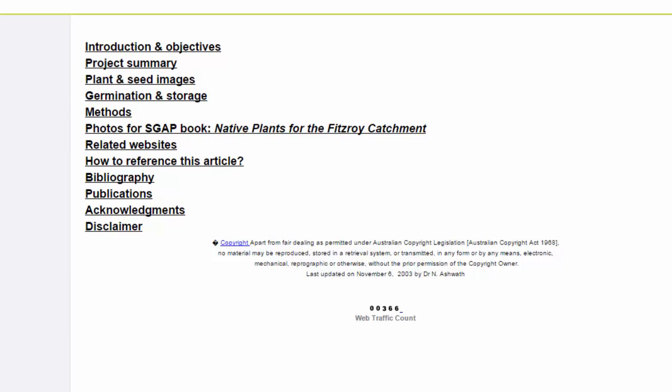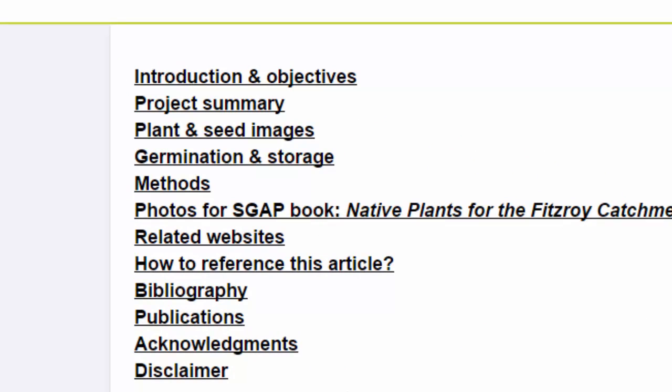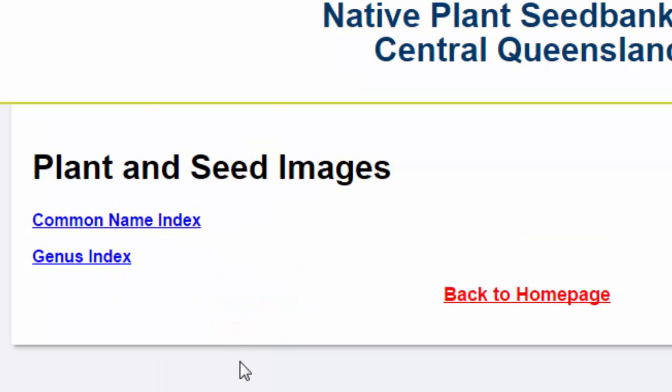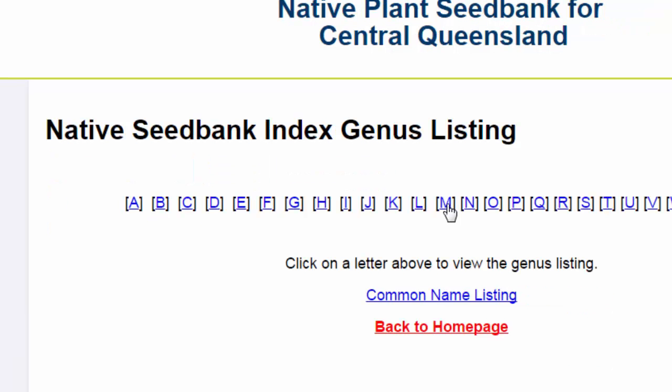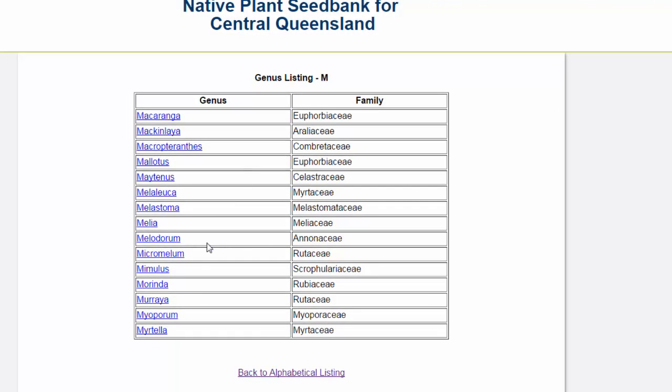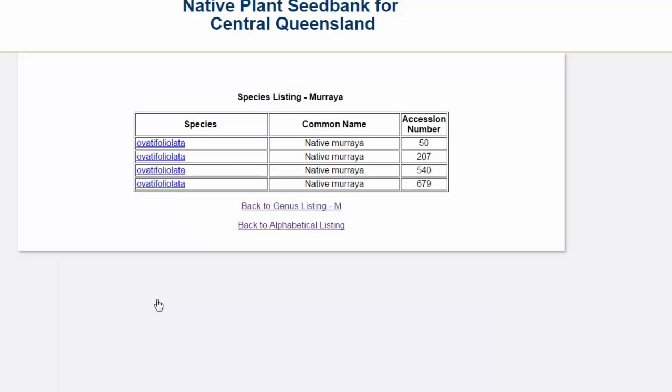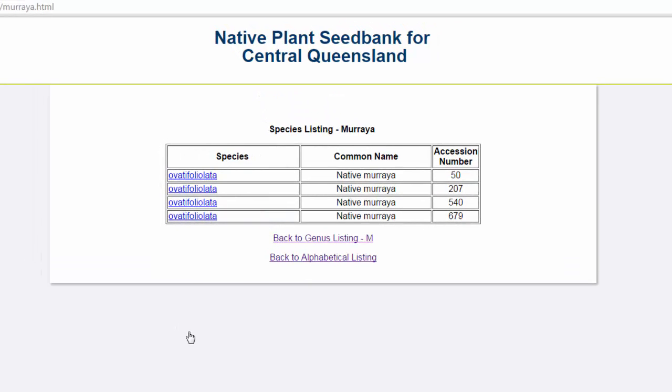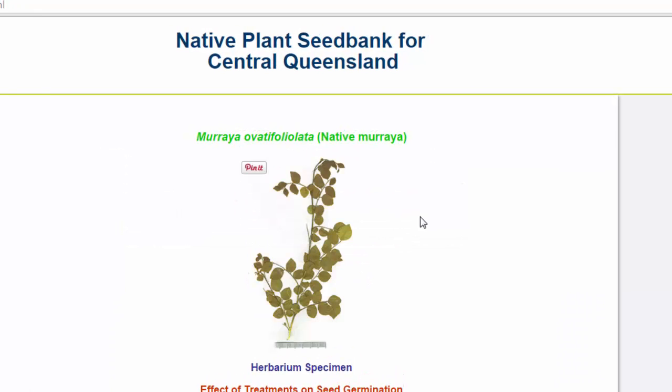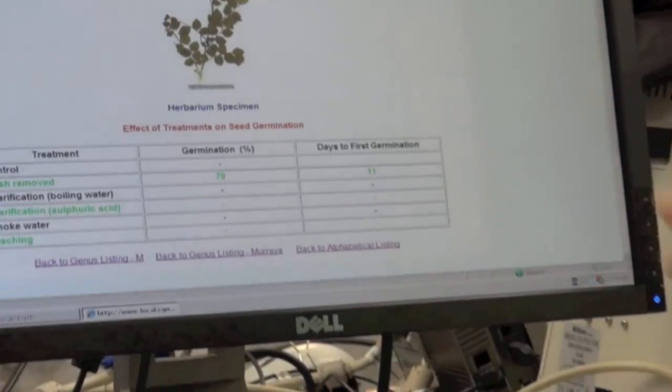Right. So you can go to this database which we have created and go to the plant and seed images. Right. You can choose either the common name index or the genus index. You have the genus index here, and then go to M, Maria, see what they have. Right, Maria. So that's the species which we have collected. These are the accession numbers, and then click one of them and see if you have an image. This is the image of the Maria ovatifolia. So here the leaves are oval. The leaves are oblong. So this is altogether a different species.